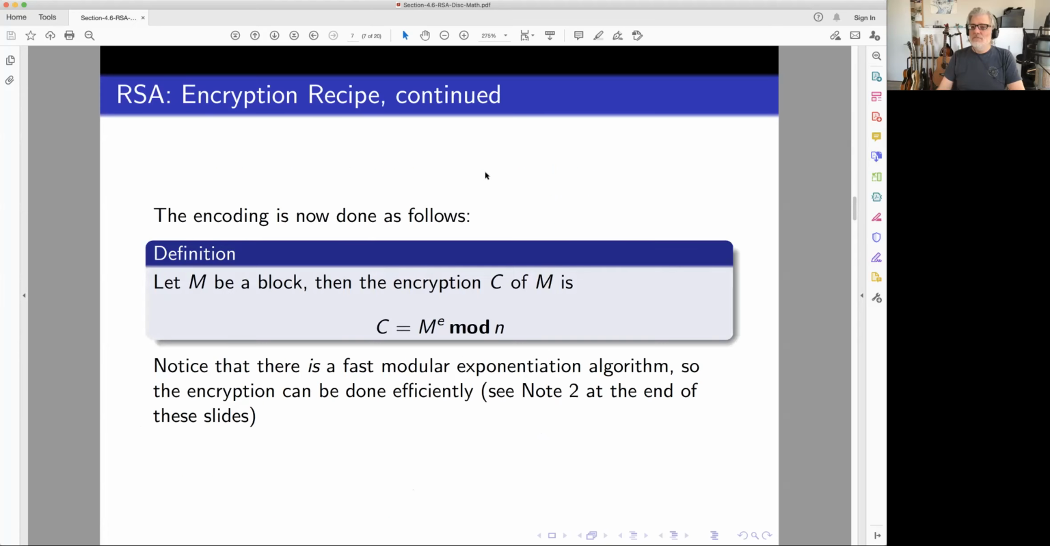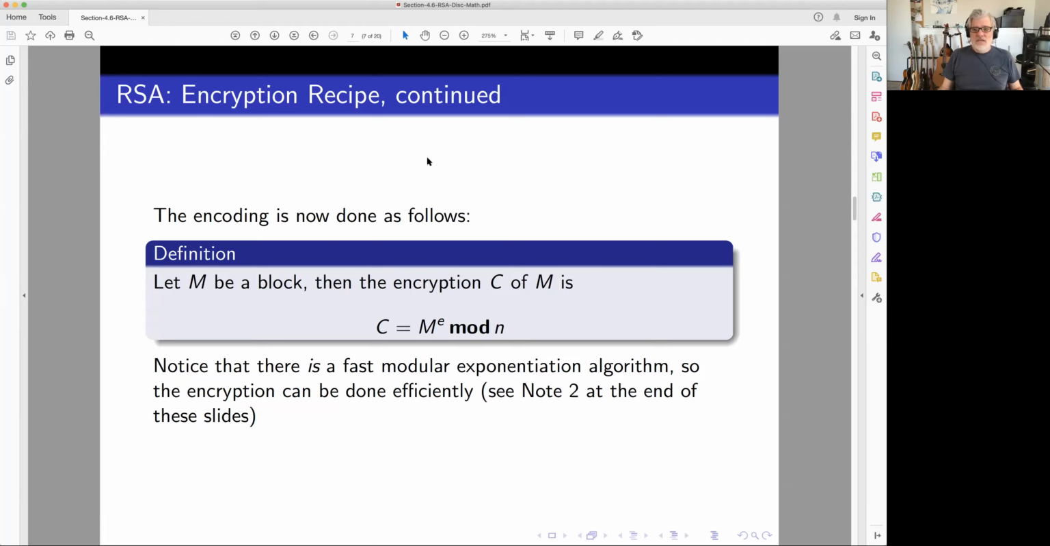So how does the encoding go? M is your block. It's a number, which is less than or equal to little n. And how do you encode it? You raise it to the exponent E, which is the number we chose, whose GCD with P minus 1 times Q minus 1 is 1. So we raise M to the power E and we reduce mod N.